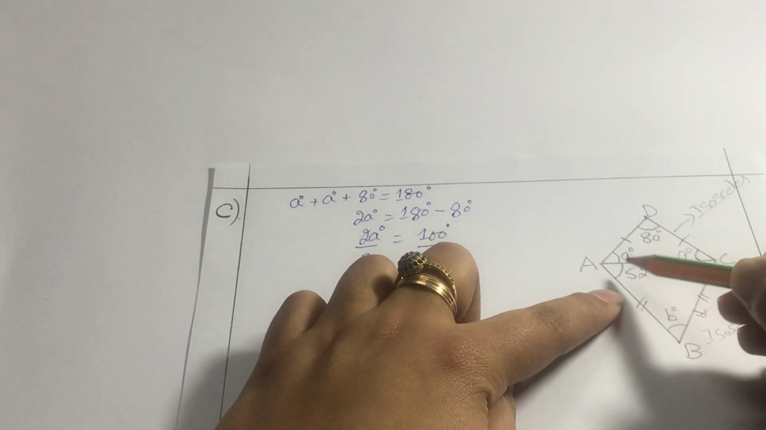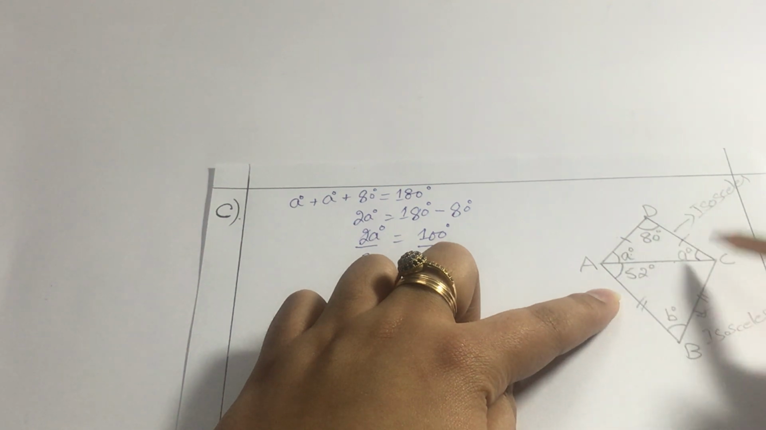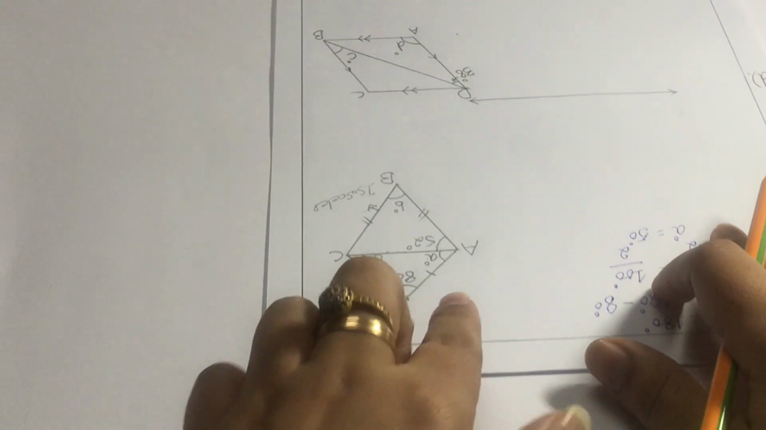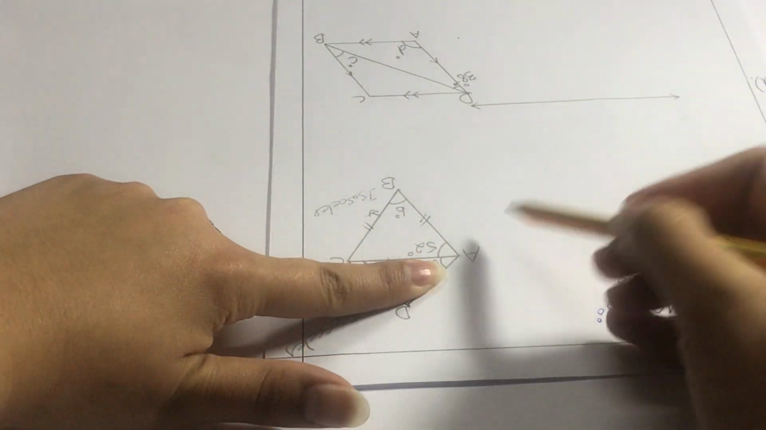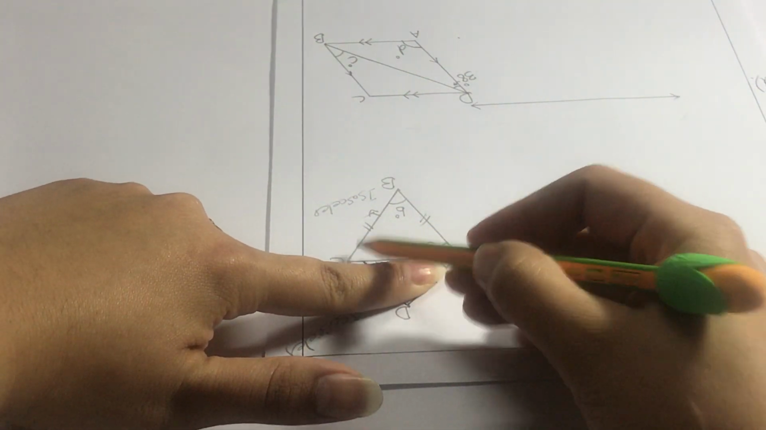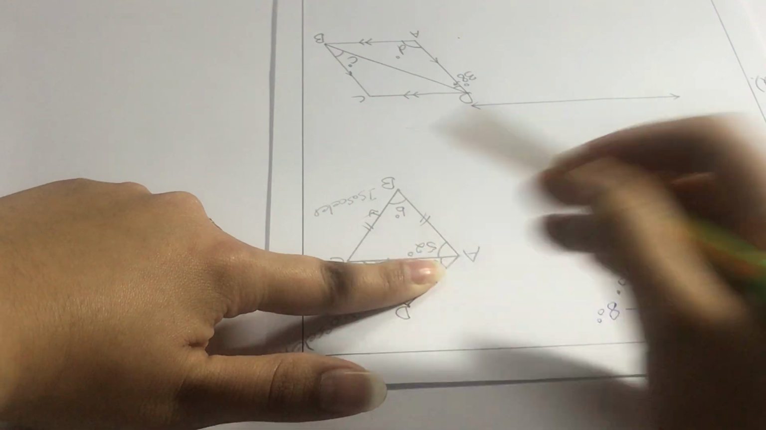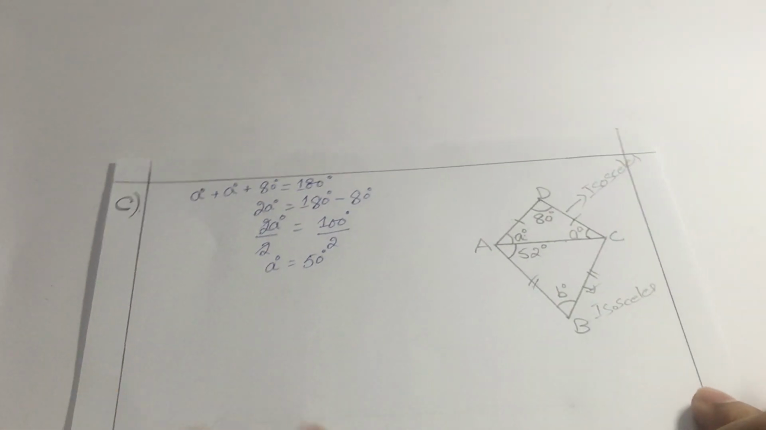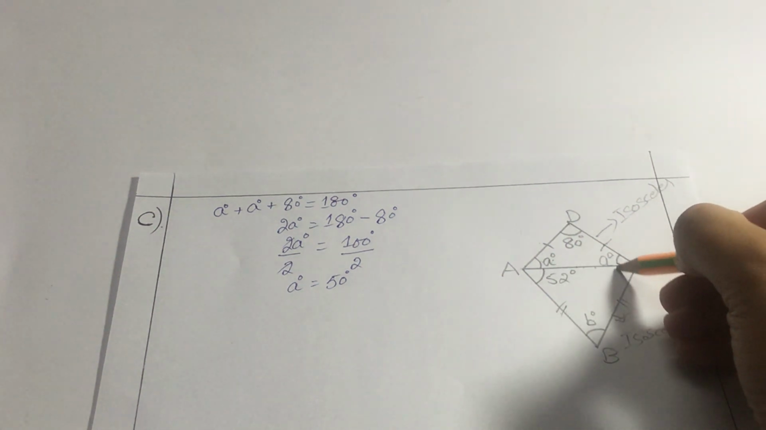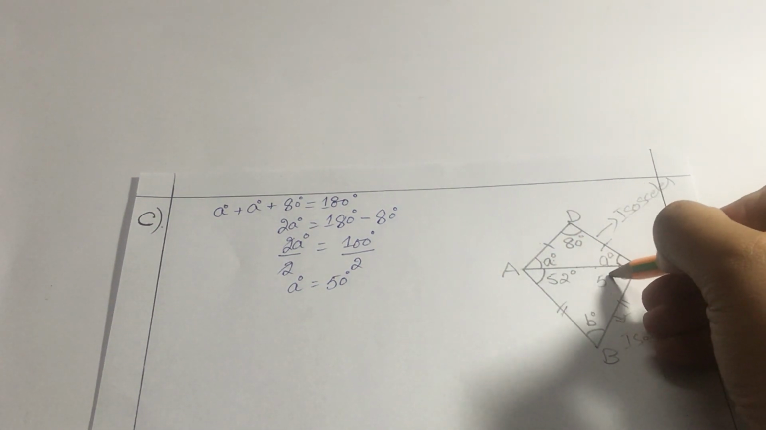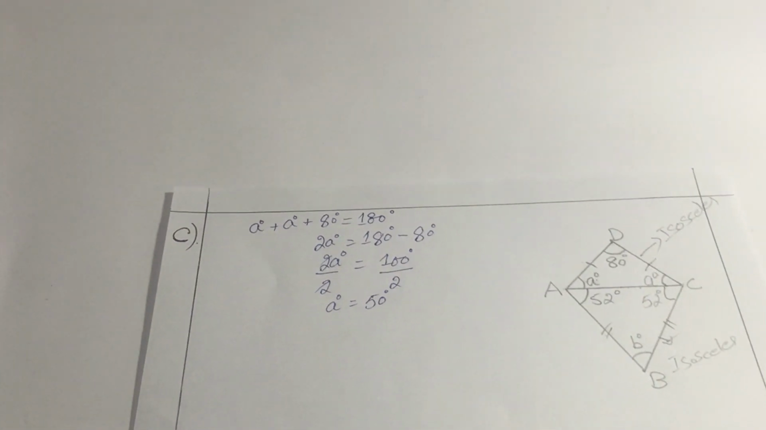In an isosceles triangle, base angles are equal. If you rotate it like this, these two would be the base angles, right? These two would be the base angles. And if one angle is equal to 52 degrees, the other would be equal to 52 degrees.